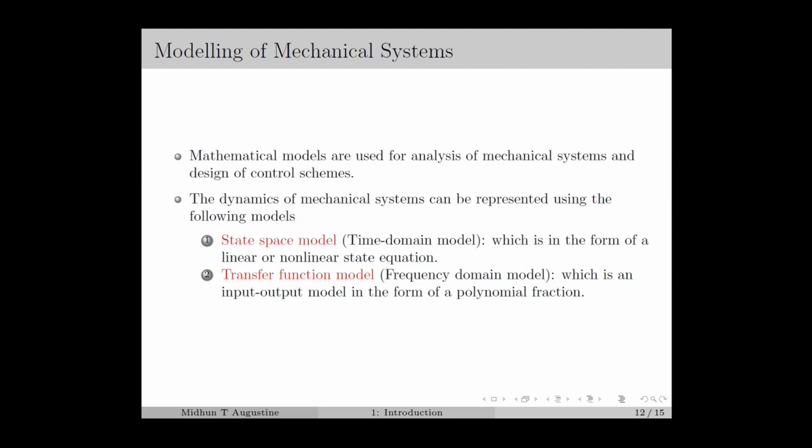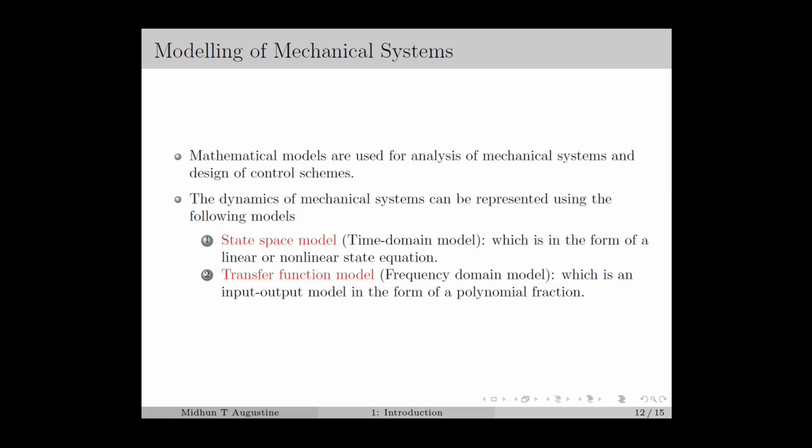Now, the task of representing the mechanical system using mathematical equations is called the mathematical modeling of the system. In mathematical modeling, we use various physical laws such as Newton's laws of motion, energy balance equations, etc. to obtain the mathematical representation of the system. This is also called modeling from first principles.